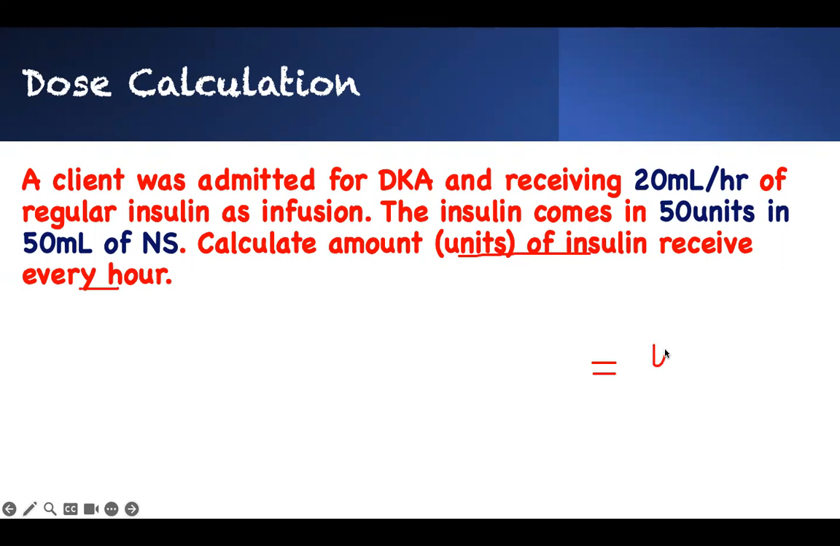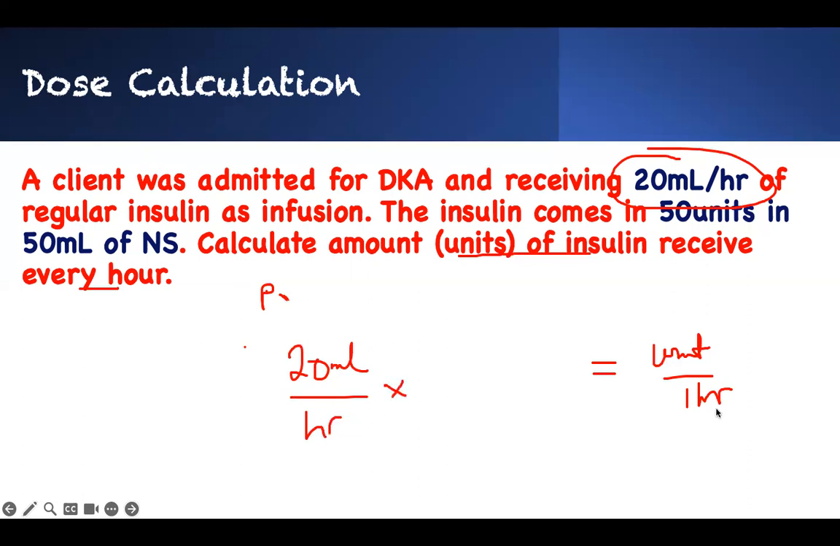So my answer, I'm looking for units per hour, right? Now, what is my prescribed dose? The client was admitted for DKA and receiving, and he cannot receive anything without a prescription. So he's receiving 20 ml per hour of regular insulin. So this is what was prescribed, 20 ml of insulin every hour. The answer choice says per hour, so I'm going to leave it there. I'm not going to change it. All I need is units. And where do I get my units?